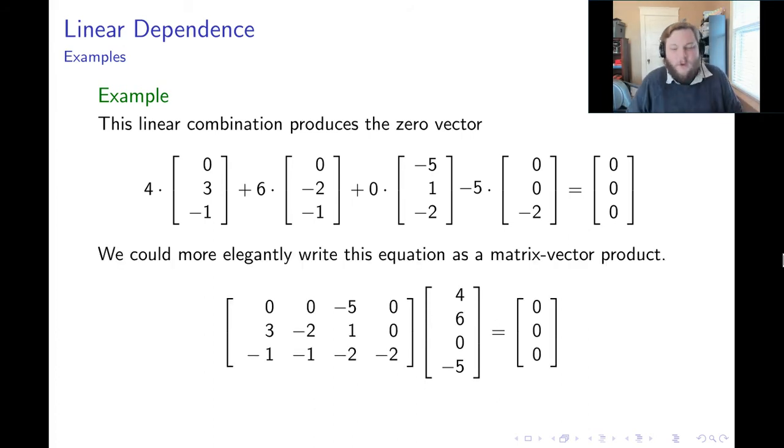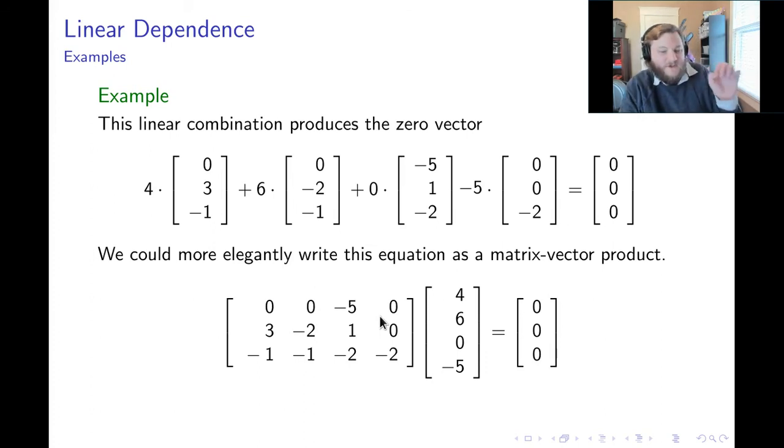Now, I want to point out that we can more elegantly write this equation as a matrix vector product. That's the point of matrix vector products: they give us a tool to better work with linear combinations. So the first vector in our list was 0, 3, negative 1, and that's the first column of the matrix we're going to use here. The second vector was 0, negative 2, negative 1, which is the second column, and then negative 5, 1, negative 2, and 0, 0, negative 2 are our last 2 columns.